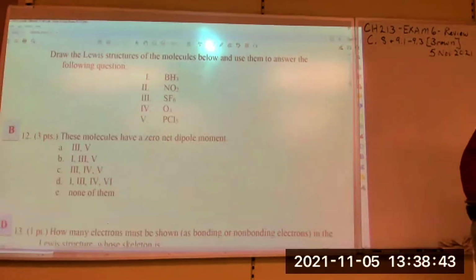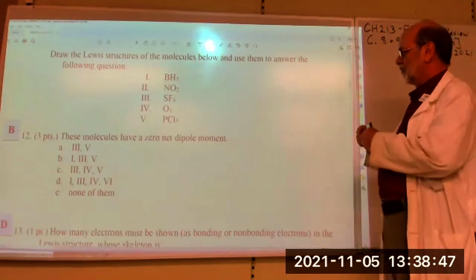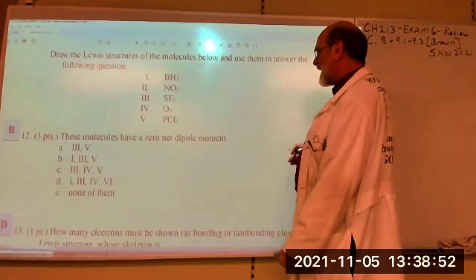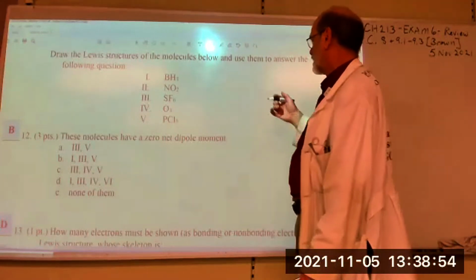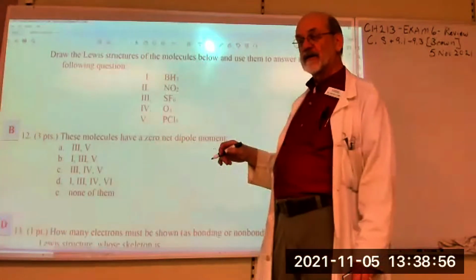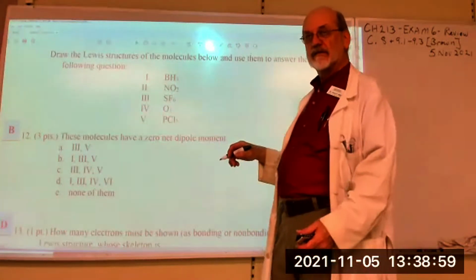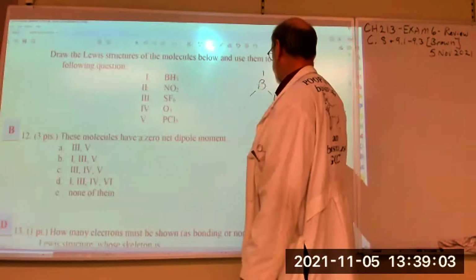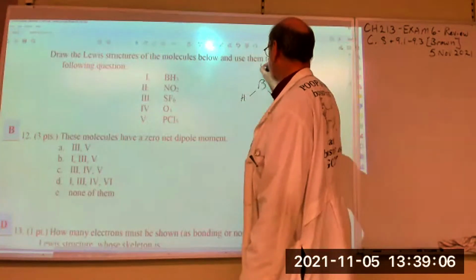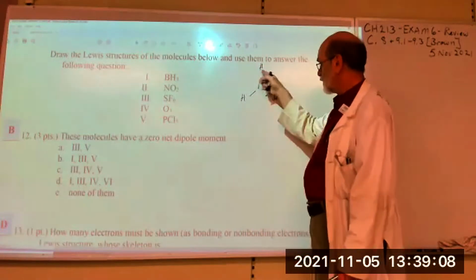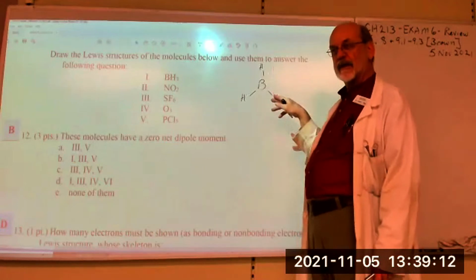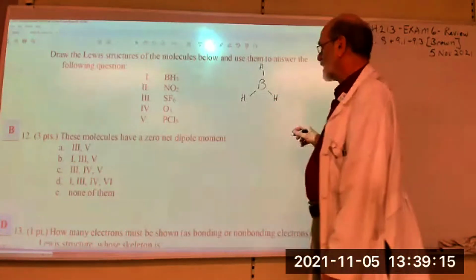Zero net dipole moment. Oh, we should have kept our structures. So what do you have to do to make a net zero dipole moment? Well, you need symmetry if you have polar bonds, right? So boron trihydride is like that. It's trigonal planar. Remember, 3 means trigonal planar. 3 groups. The VSEPR model.